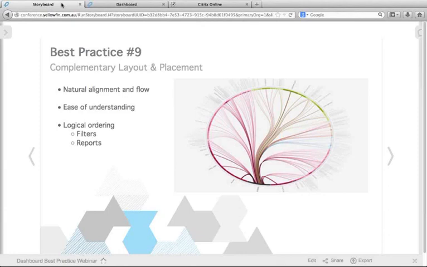You may then group some common reports that answer similar questions to the side, and you would then order your filter hierarchies. For example, if you've got products, you might have product type that then drills down to individual products. So really making sure that those hierarchies are placed in the right order will make it easy and intuitive for the user when they're using the dashboard.